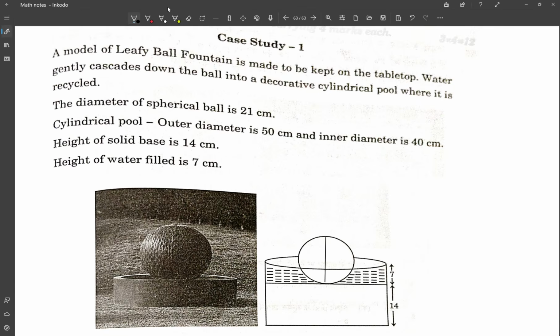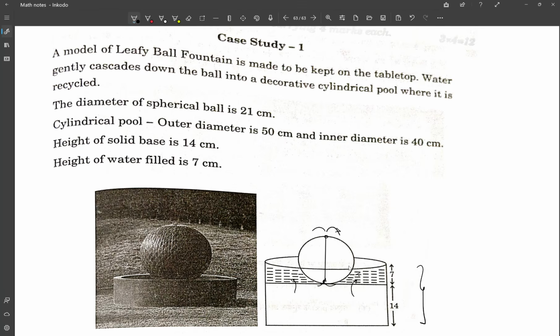Water gently cascades down the ball. So, how it should look is the water comes out through a small hole on the top, and it fills the place here above the solid surface. So, water gently cascades down the ball into a decorative cylindrical pool. This is the cylindrical pool where it is recycled. So, this is where it gets recycled, as in the water gets into the pore here and emerges out from the top, and then it goes back down, and then this cycle continues.